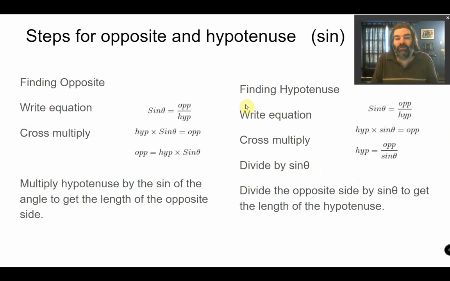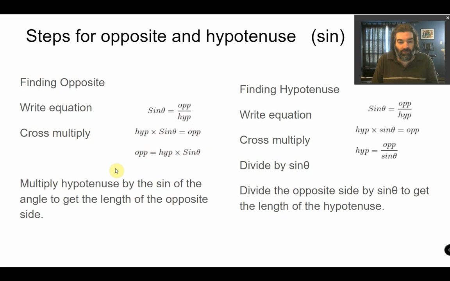So the steps for the opposite and the hypotenuse. There are two things you could find. We could give you the hypotenuse and say find the opposite side, or we could give you the opposite side and say find the hypotenuse. The reason I've got it written out like this is so that as you're writing, you can go back and see exactly what you have to do. You write up the equation, you cross multiply, and that gives you the opposite side.